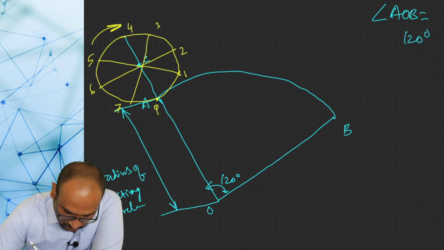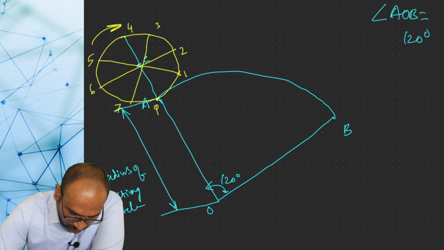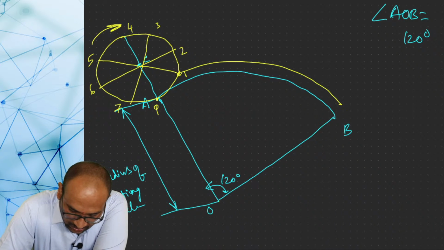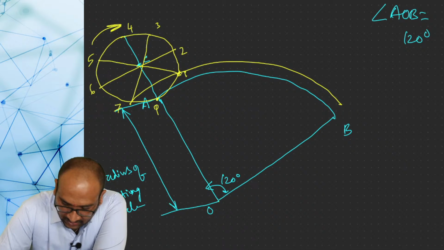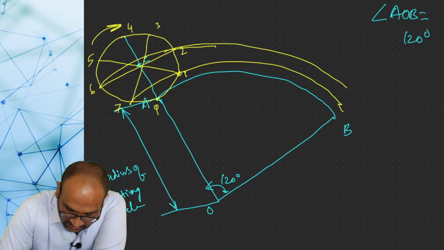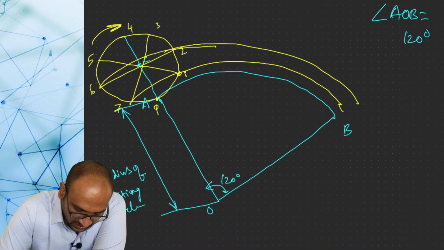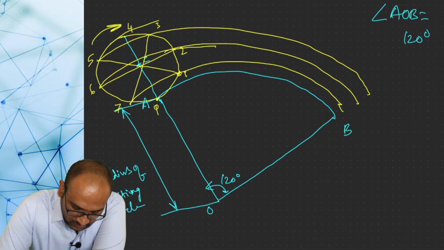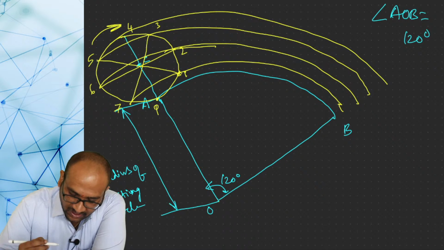Now I am also drawing construction lines. With O as center and O to 1 as radius, you draw an arc. It will meet the 1 and 7 divisions. Similarly, with O as center and O to 2 as radius, you also draw an arc. It will also meet 2 and 6. O center, O to 5, it will meet the 5 and 3 divisions. O to 4, it will come like this.